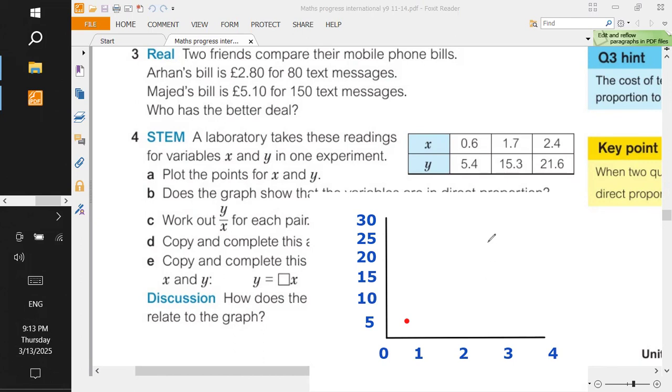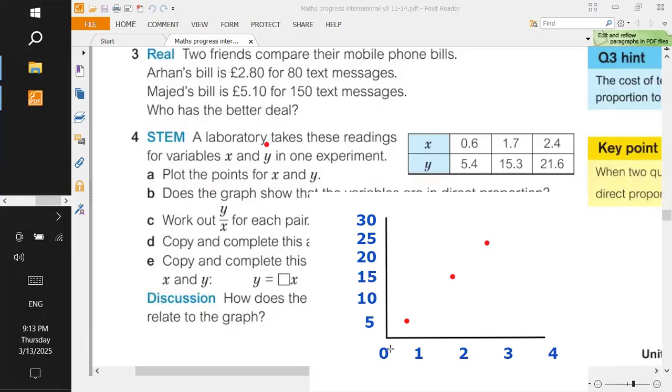1.7 on x, which is over here, and 15.3, which is over here. And the last one, we have 2.4 on x, so 2.5 is here, and this is 2.4. And then we have 21.6 on the y, so 21.6 is over here. Something like this. These are not accurate because the grid itself is not that accurate, so you have to focus on plotting accurate points on the grid, okay? Now, that's the first part of the question, plotting the points.